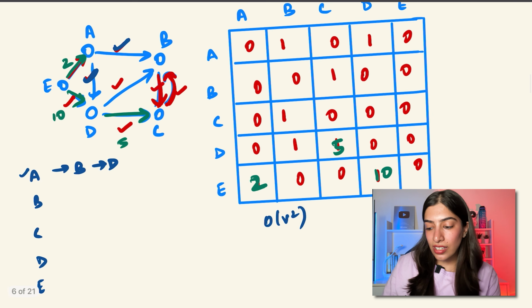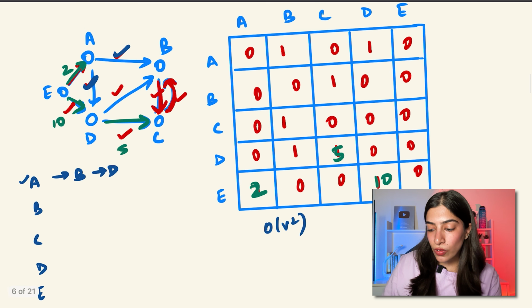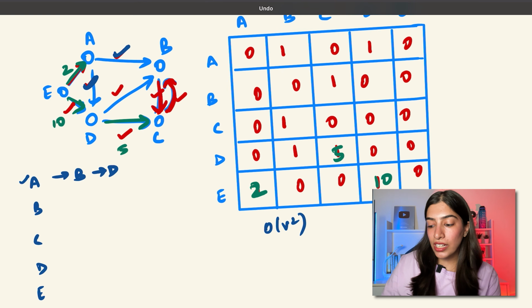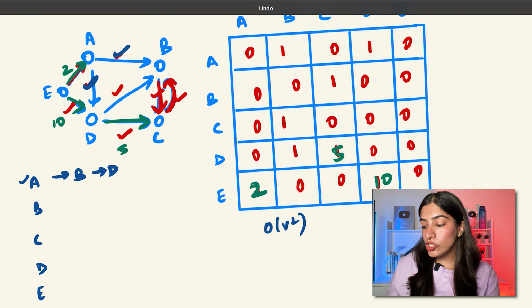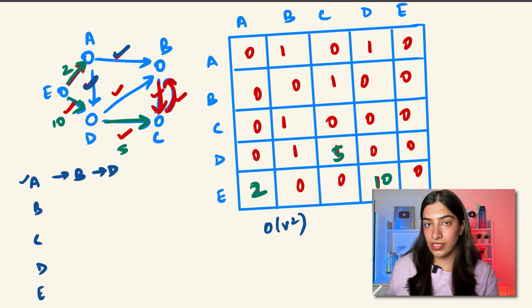Will I add E here or not? No, right? Because there is no edge from A to E. There is an edge from E to A. So this is a directed one, and I will not add E in this A list, correct? So here I will add B and D, that's it.